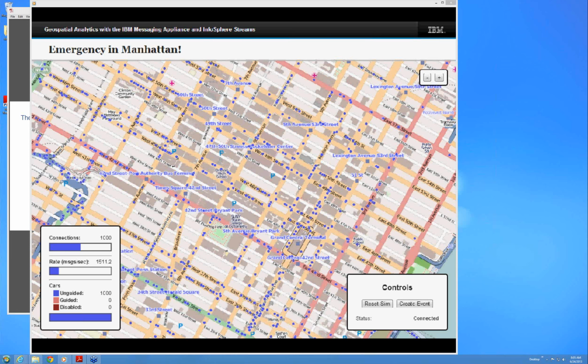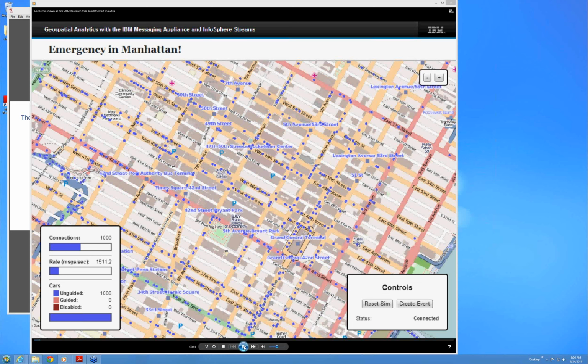So what I have on the screen right now is a simulation that was created by IBM using one of our products called Streams. Streams is a product that analyzes streaming data. It's not data coming from a data warehouse or from any other repository. It's data that comes in over the pipe at high velocity. And in this case, what you're seeing is a map of New York City. And on the map are blue dots, and those are cars.